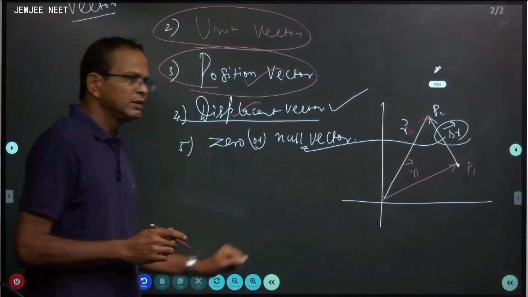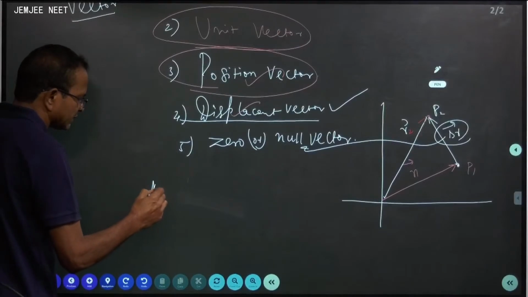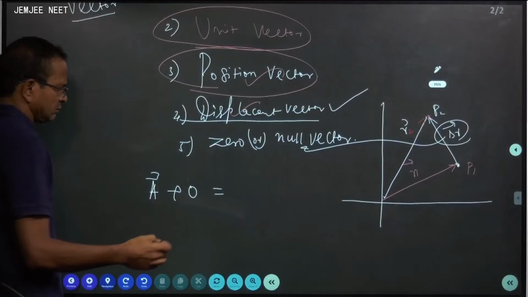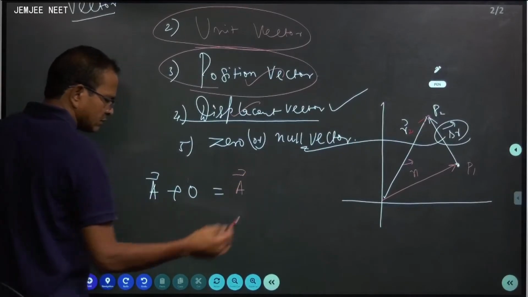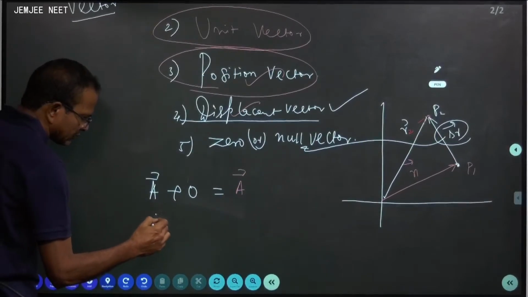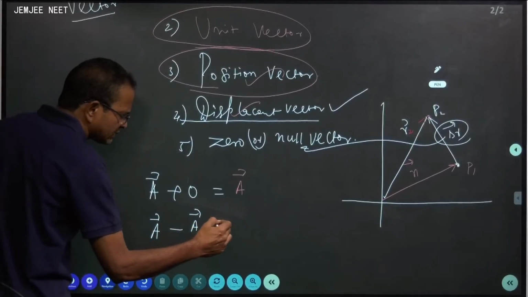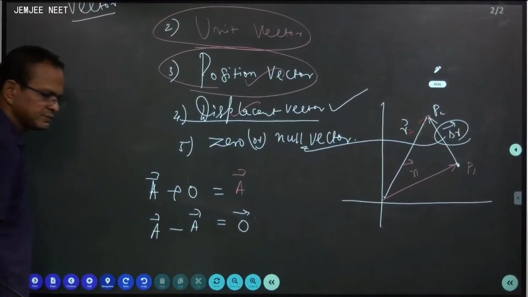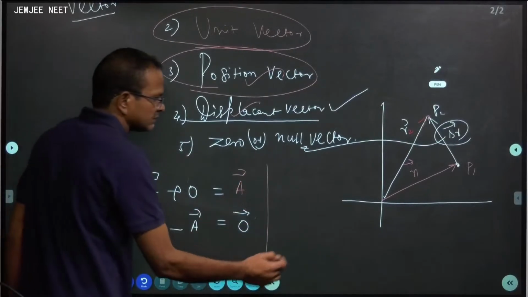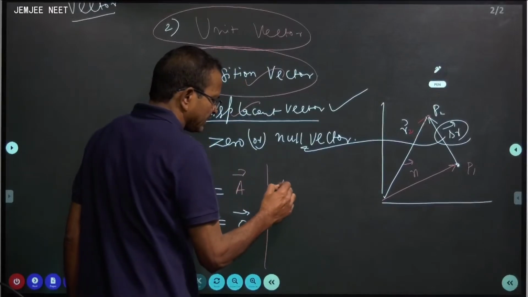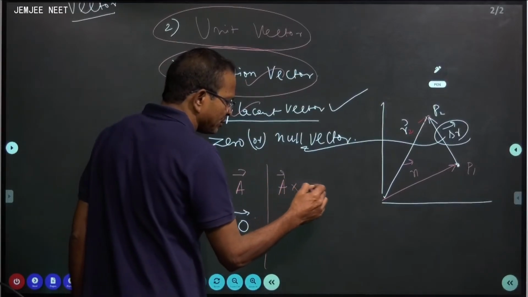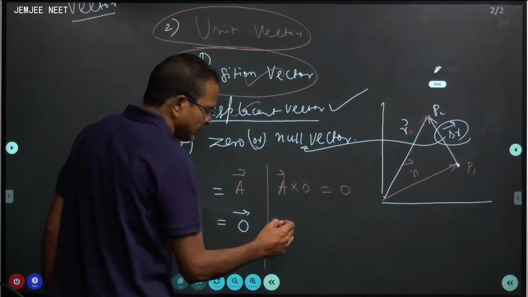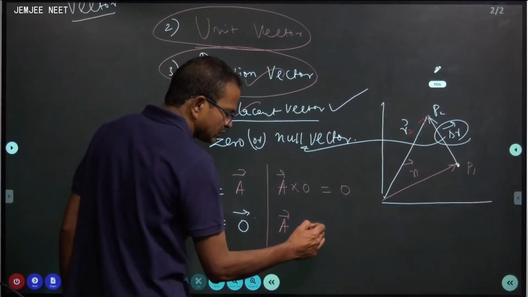Now A vector plus 0. What's the answer? A vector. Then A vector minus A vector. What's the answer? Zero vector. Now A vector multiplied with 0. What's the answer? Zero vector. A vector plus 0. What's your answer?